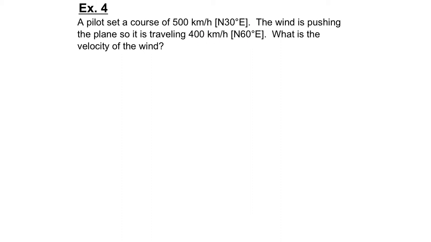So we need to find the velocity of the wind here. Now, just so we can visualize what's happening, I'm going to draw the first one. The pilot set a course 500 kilometers per hour, north, 30 degrees east. So he's going north and then 30 degrees towards the east. That's what I have in blue.